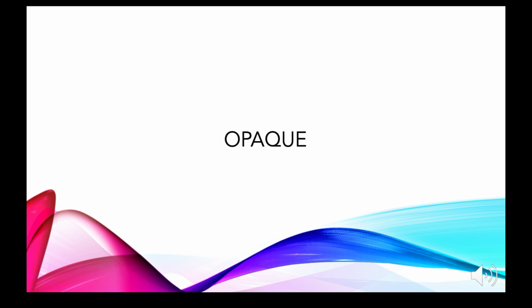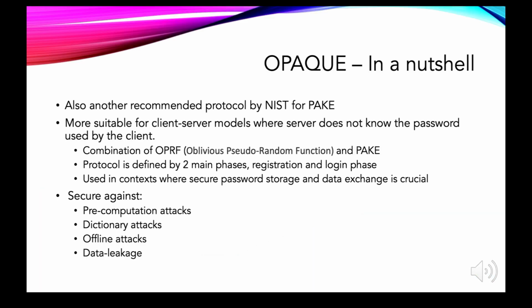Now, this is where the OPAQUE protocol comes in. It is another protocol recommended by NIST for password-authenticated key exchange. OPAQUE is particularly suitable for client-server models where the server does not have knowledge of the client's password. At its core is the OPRF, a protocol in which two parties compute outputs that are deterministic but random.